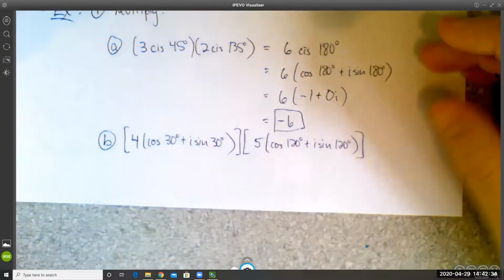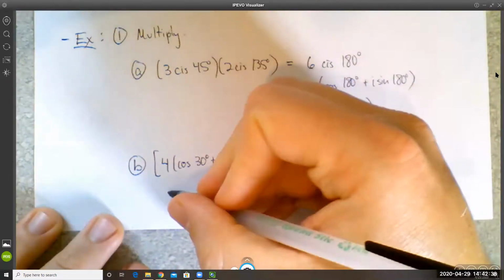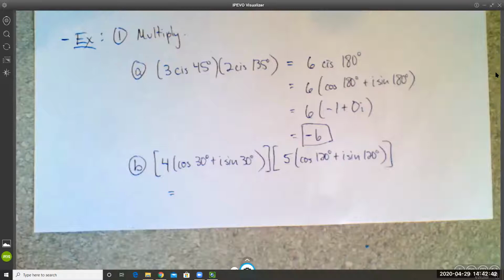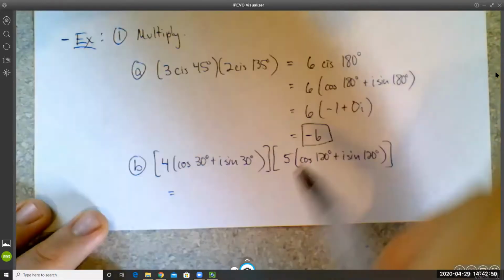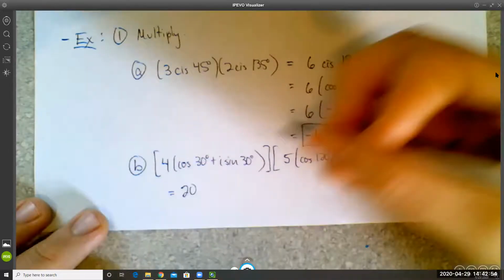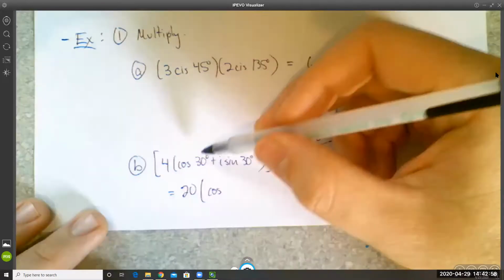Okay, now here's my solution. Again, finding the product is easy. These are already written in expanded form. This is how you'll see them in the homework, so I thought it might be good to give you an example of this. But it works the same way, right? You multiply the moduli, and then you add the arguments. 30 plus 120 is 150.